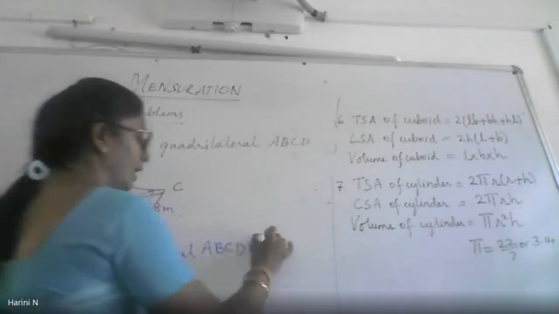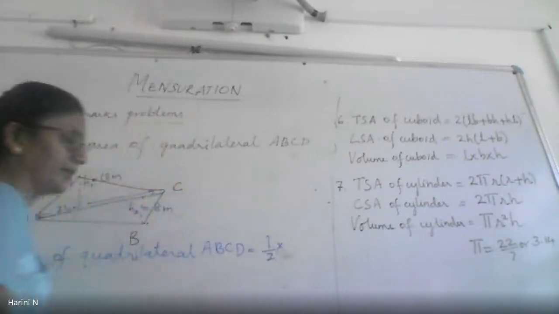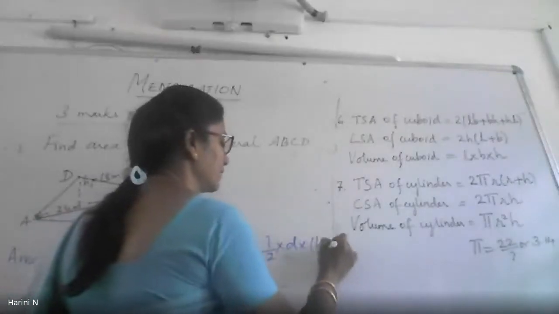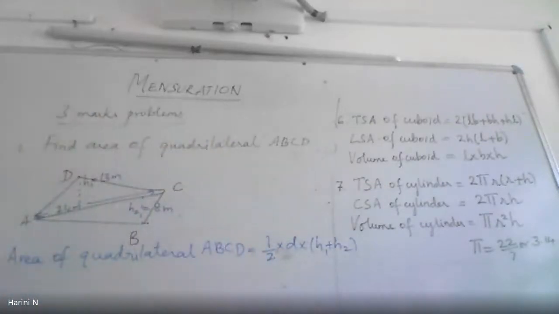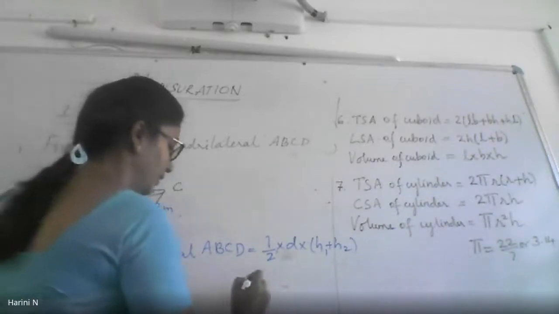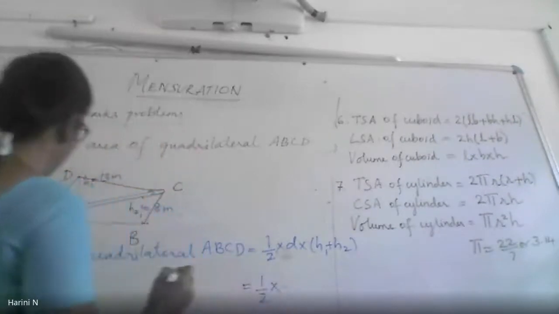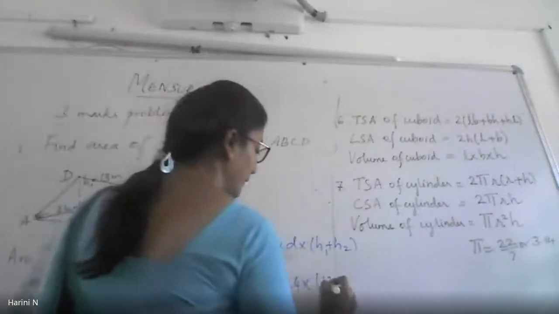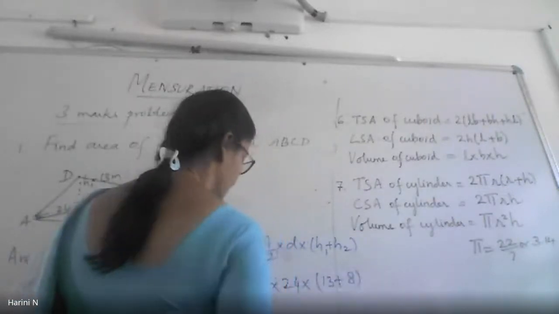is equal to half into D into H1 plus H2. Correct? Now only we have recalled the formula. Half into D, which is the diagonal, multiplied with the sum of the 2 heights, H1 and H2. Now substitute. So this will be equal to half, the diagonal is given as 24, into H1 is 13 plus H2 is 8.